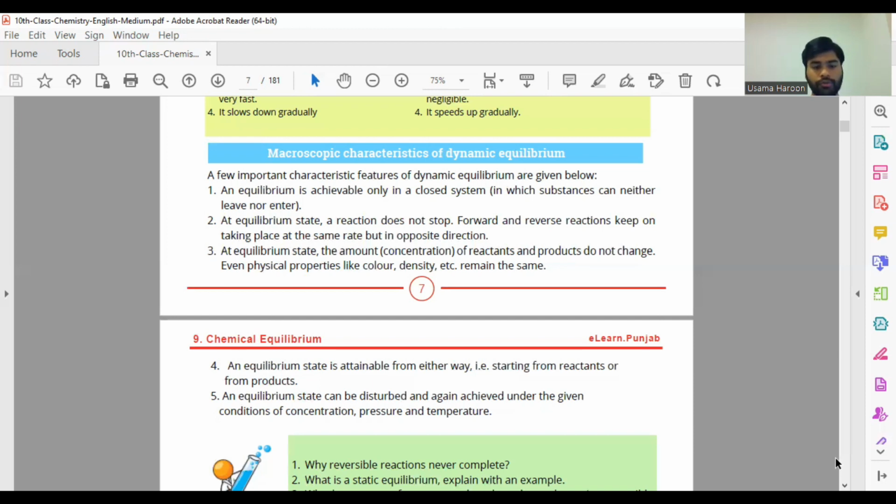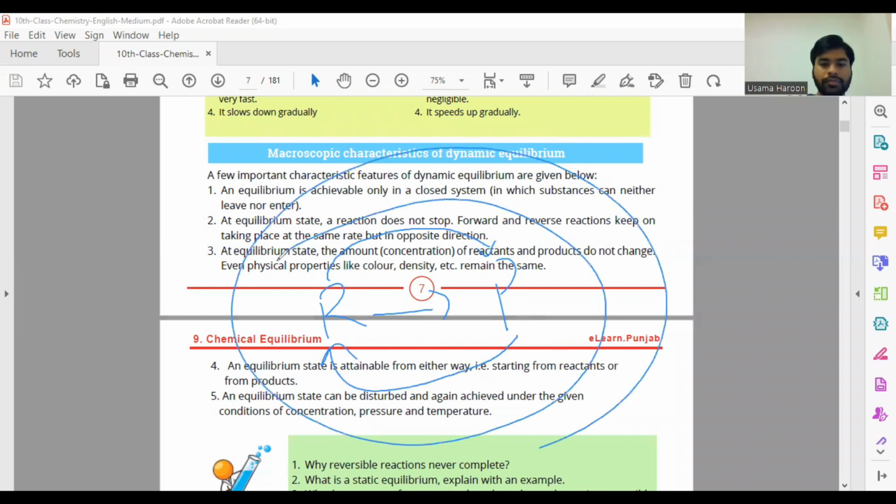Moving on towards the second point: at the equilibrium state, a reaction does not stop. Why? Because it forms a cycle like this: reactants and products. Reactants are being converted into the products, and products are being converted into the reactants. So this becomes a cycle, and the cycle moves on in a certain process. That is why this reaction does not stop at equilibrium.